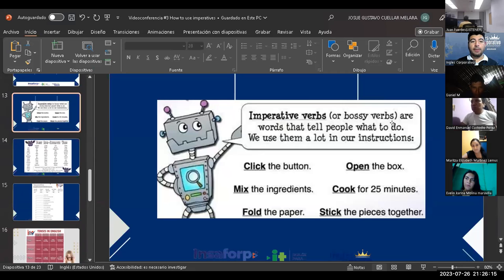Imperative verbs or bossy verbs. Son los verbos como mandones. Así se podría traducir. They are words that tell the people what to do. We use them a lot in our instructions: click the button, open the box, mix the ingredients, cook for 25 minutes, fold the paper, que es doblar, stick the pieces together. So if you notice, it's like instructions. And they are like bossy verbs.